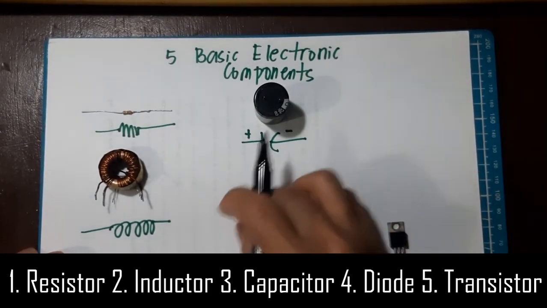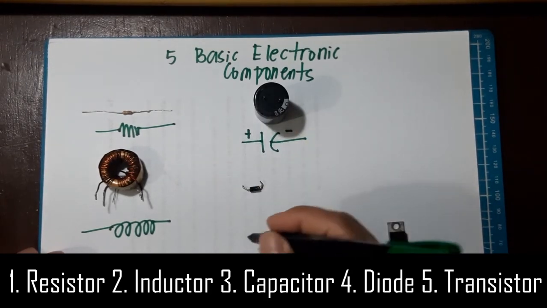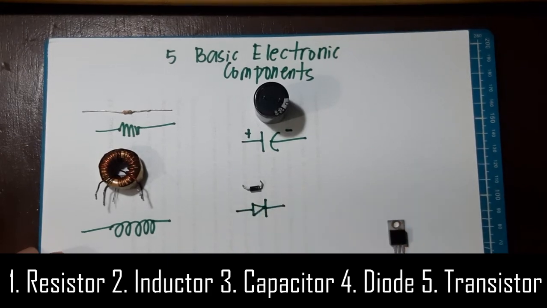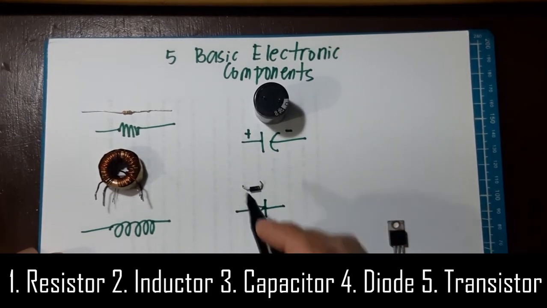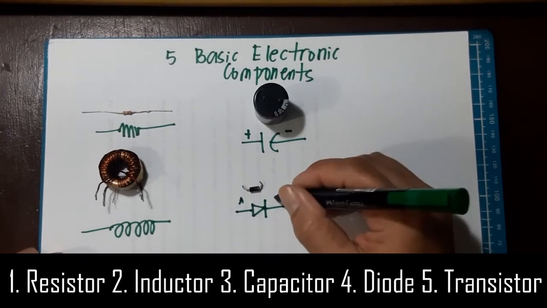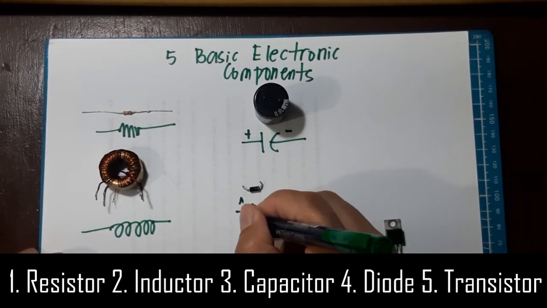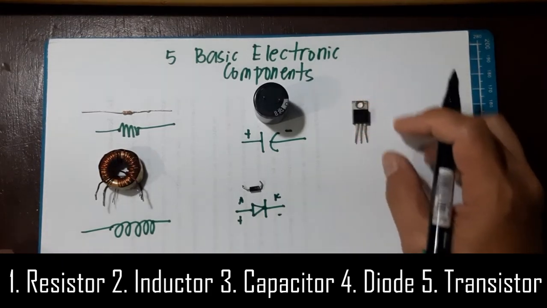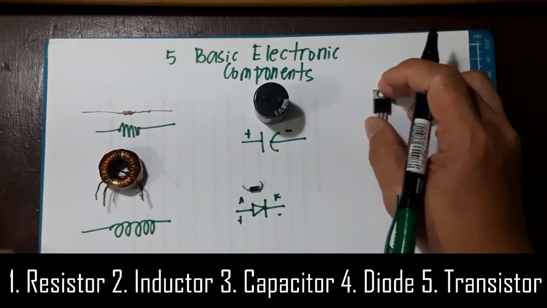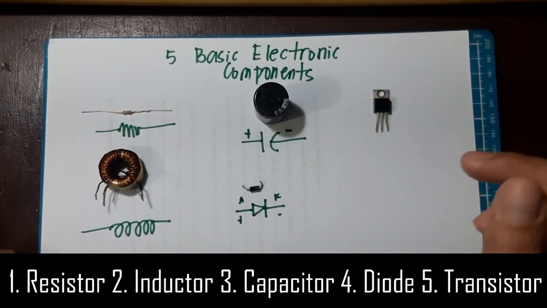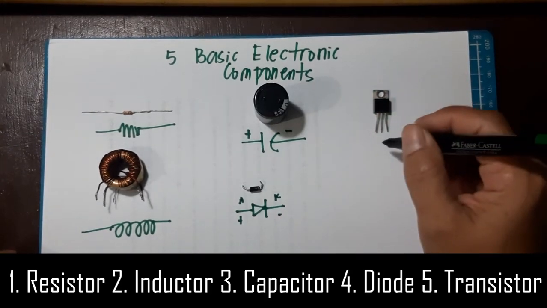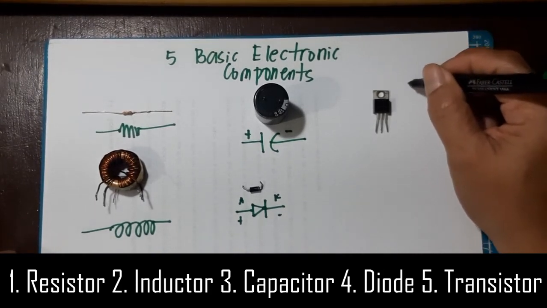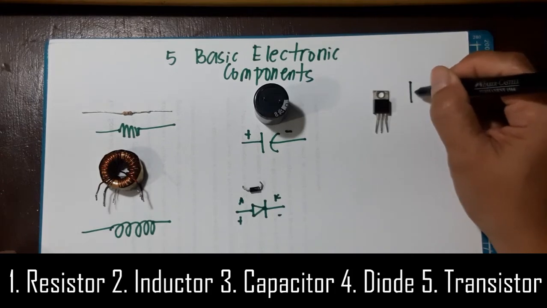We also have the diode, which is drawn like this. This side here will be your anode, and this is your cathode. Normally that is your positive terminal and this is your negative terminal. We also have our transistor. Transistor has two types, NPN and PNP. The schematic symbol for an NPN transistor is drawn like this.